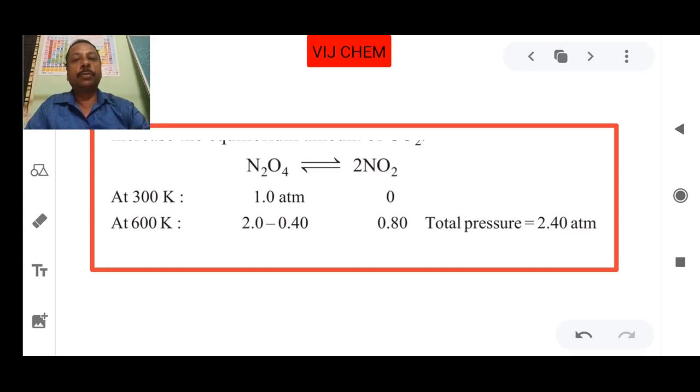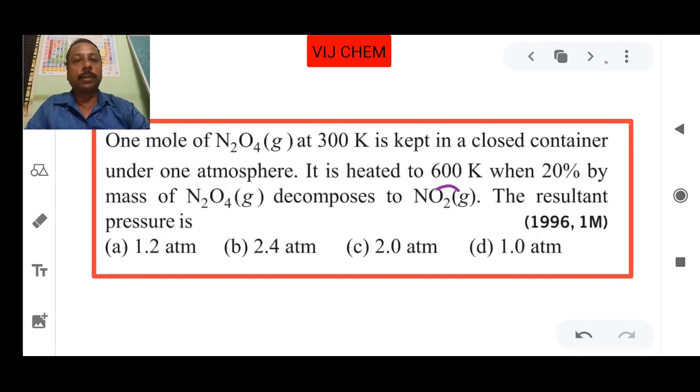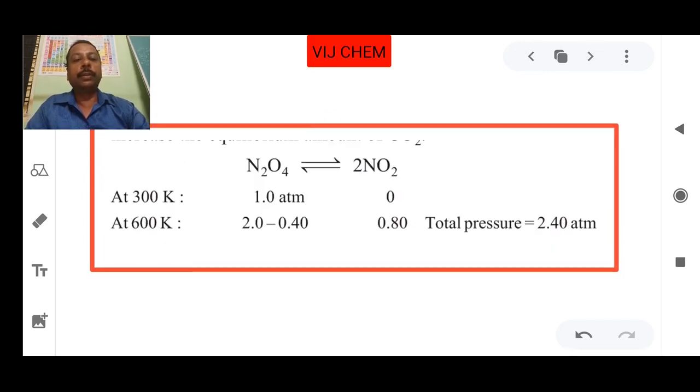Most of the students, when this question came, could not observe the temperature. Here you can check, it is 600 Kelvin and initially it was 300 Kelvin. So the pressure will double because the temperature doubled. Here it is 1 atm, and after that it is taken as 2 atm.